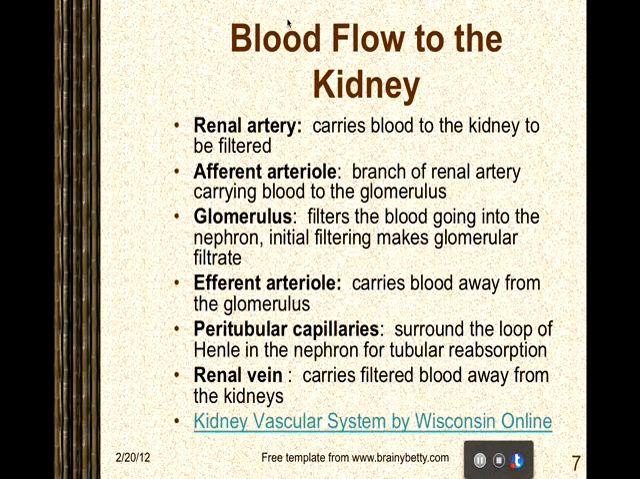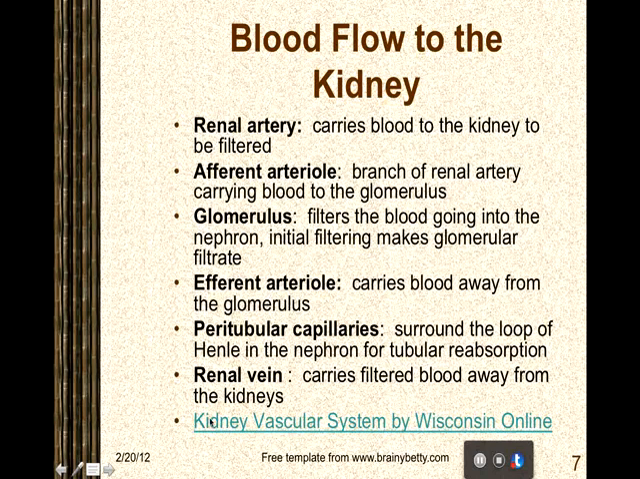form the renal vein. The peritubular capillaries surround the loop of Henle in the nephron to help reabsorb fluid back out of the nephrons. We would have difficulty remaining hydrated without being able to recover some of the fluid that initially passes through the glomerulus to form the glomerular filtrate. The blood from the peritubular capillaries eventually joins with the renal vein.